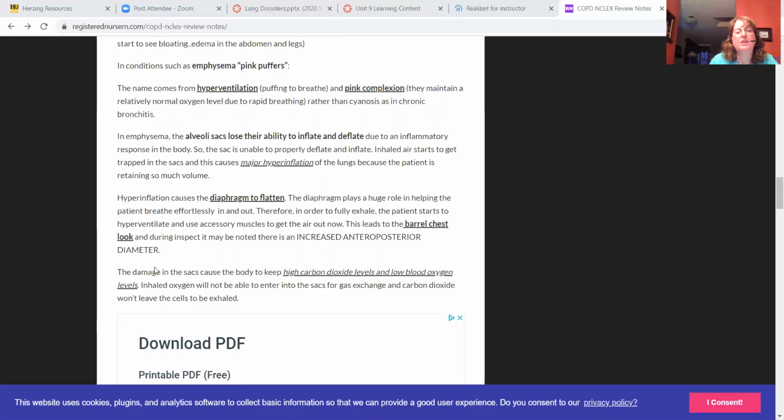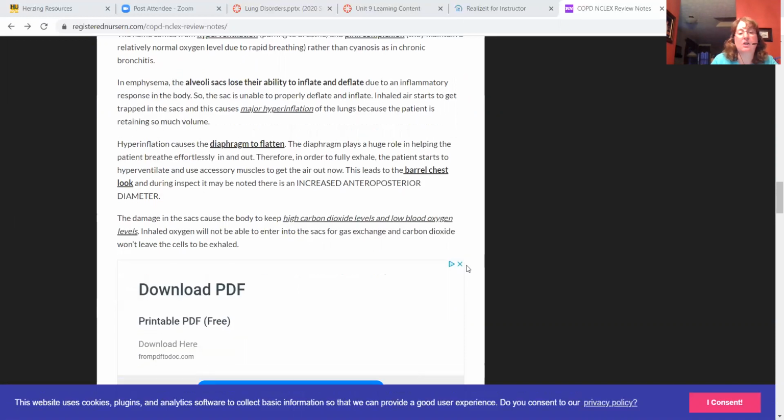Anyway, the damage to the alveolar sacs causes the body to keep high carbon dioxide levels and low blood oxygen levels. Inhaled oxygen will not be able to enter into the sacs for gas exchange, and carbon dioxide won't leave the cells to be exhaled.